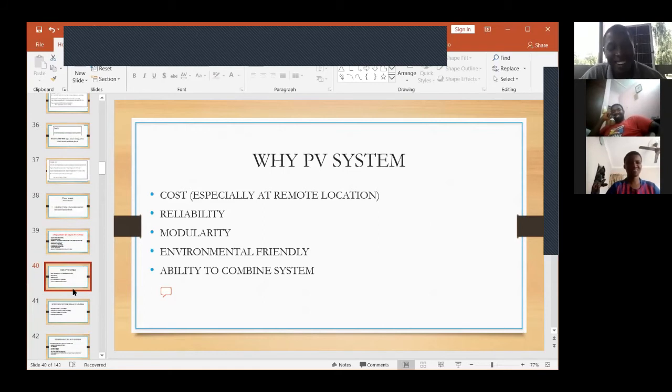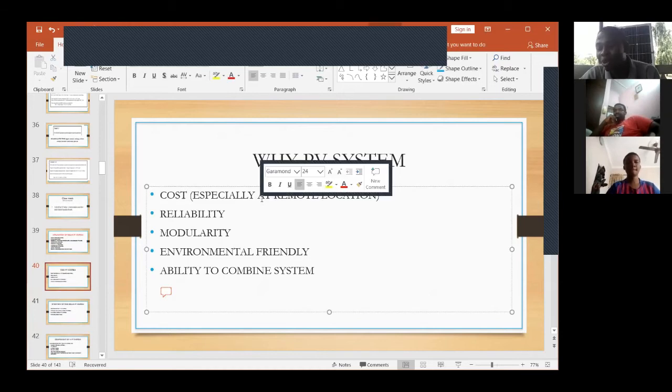So why PV system? It is because the cost is low. This is somehow, it's only low in remote locations. It's only low over the years. The problem of solar is that it has high initial cost. And I felt that if I have time, I could explain more about this.